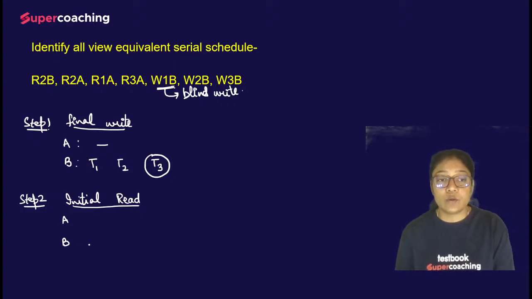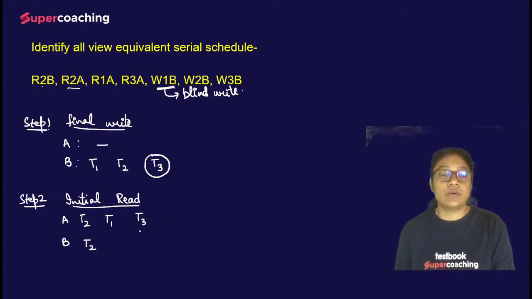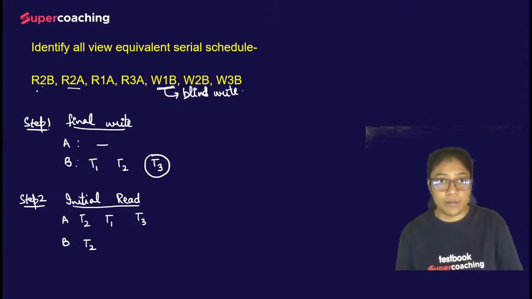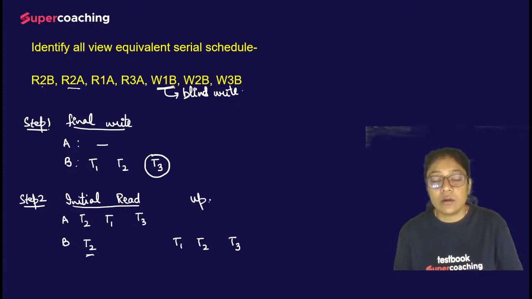So B is read by transaction T2, and this is on A. A is read by T2 first, then T1, and then T3. So all these are performing the initial read, meaning not getting the updated value. T2 was reading the value of data item B, and after that the value of B is written by T1, then T2, and then T3. From here, there is no updation on data item A.